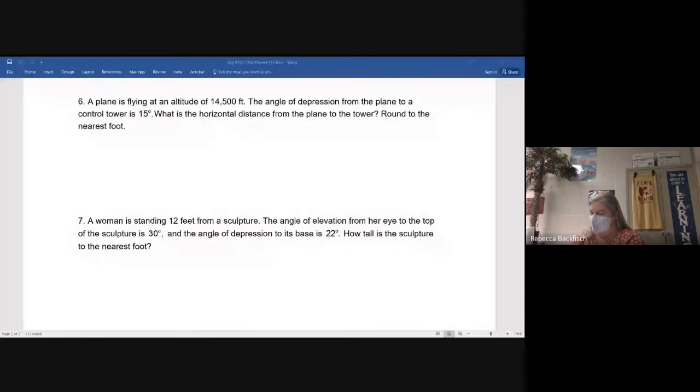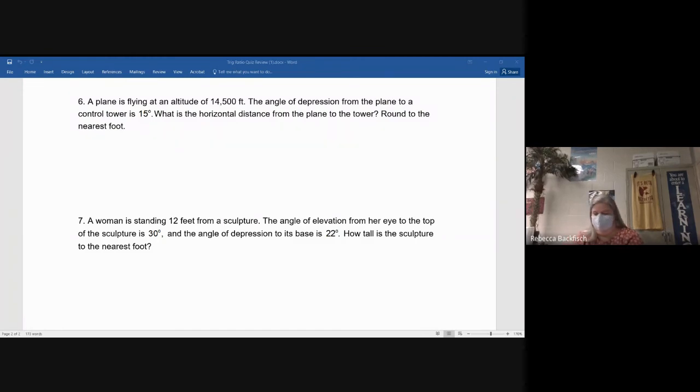Tangent. I'm working with opposite and adjacent. So I would say tan of 15 equals opposite over adjacent. And then I'm going to cross multiply, and that gives me x times tan of 15 equals 14,500. Is x alone yet? So I've got to keep going and divide both sides by tan of 15. And that's what goes in my calculator.